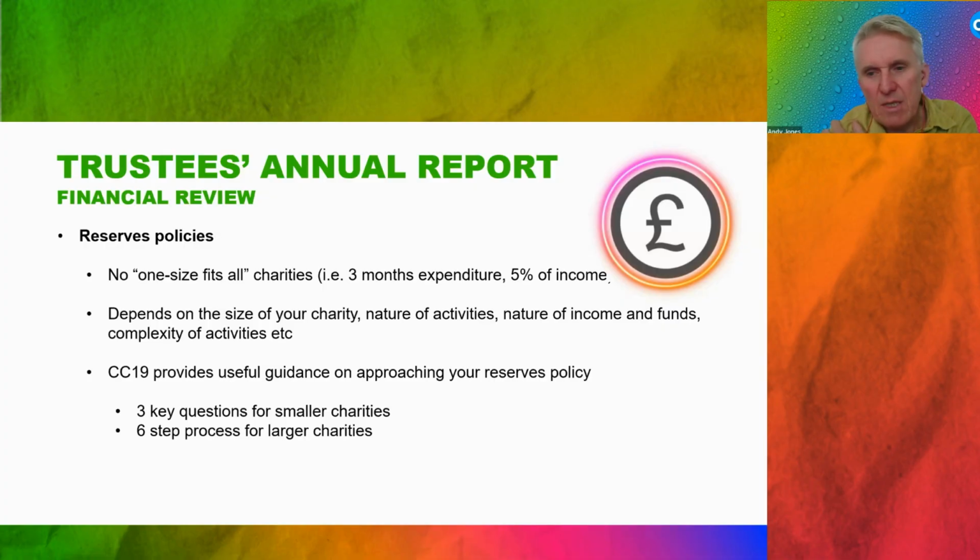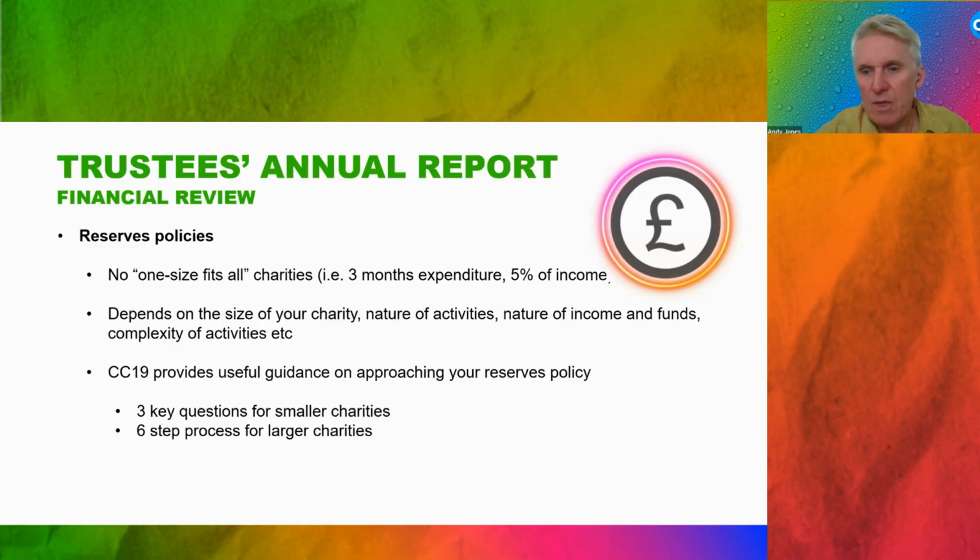For larger charities, it's more detailed. There's a 6-step process that you should work through. First of all, that's understanding the nature of the funds that you currently hold, so coming back to your unrestricted, restricted and endowment funds. What restrictions are there around those? Are those endowment funds permanent endowments or expendable endowments? The next stage is looking at your fixed assets and identifying the functional assets, those that are used in the day-to-day delivery of the services that you're providing.